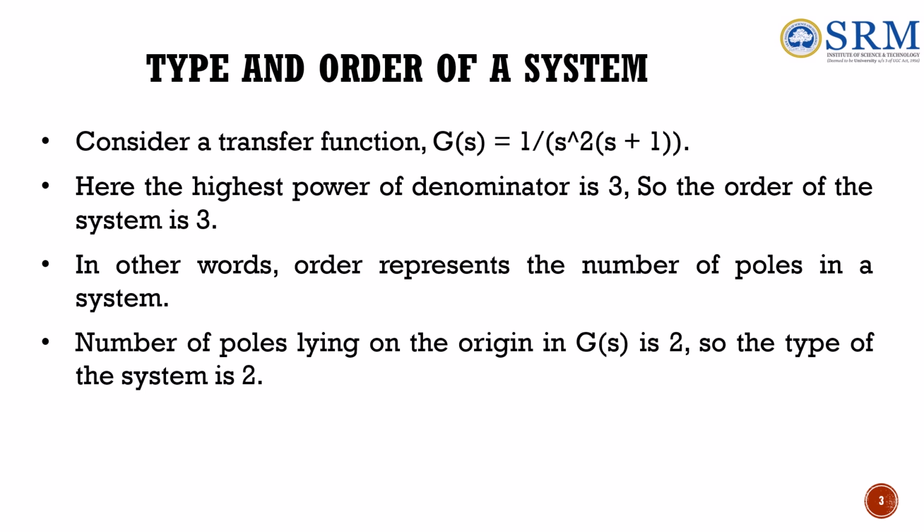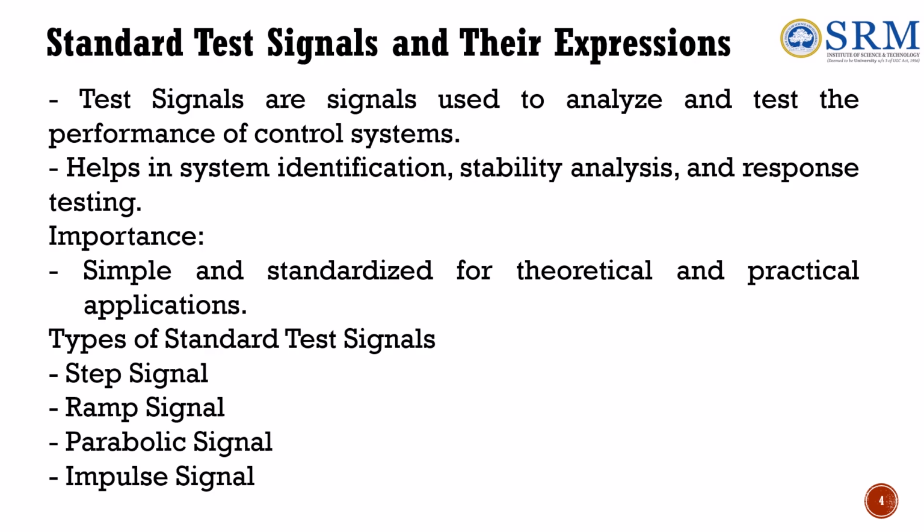Next, let's see the type of the system. The number of poles at the origin, that is poles where s equal to 0, is 2, because we have an s square term in the denominator. Therefore, the type of the system is 2. So in short, the order tells us the total number of poles and the type tells how many of those poles are at the origin.